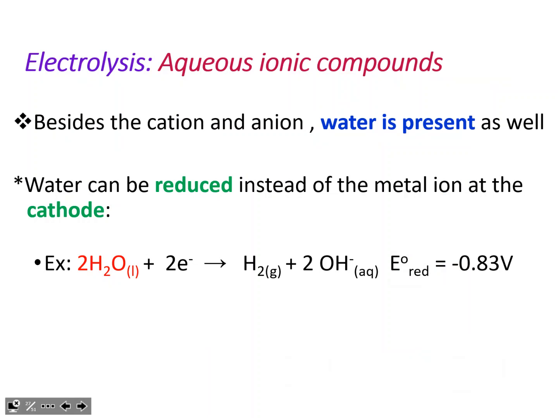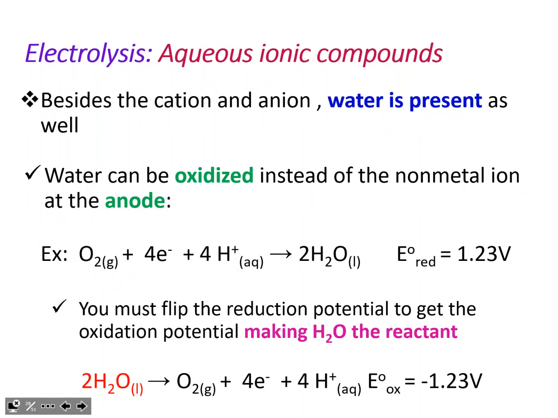So water can be reduced instead of the metal ion at the cathode. And when water is reduced, it has a voltage of negative 0.83, okay? And as you can see in this process, it produces hydrogen gas and hydroxide. So reducing water makes it a little bit basic because you get the hydroxide out of it, okay?